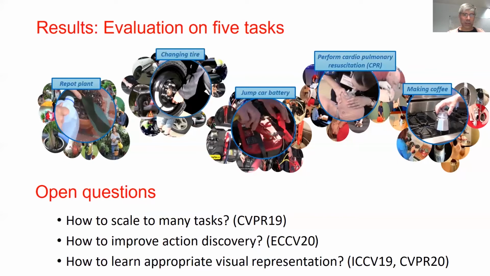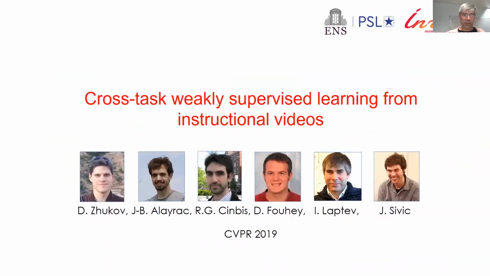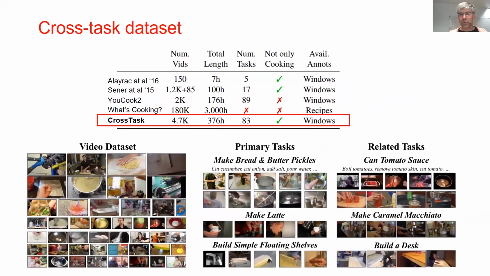Of course, there are many questions that remain. For example, how to scale to many tasks, how to improve the action summary, and how to learn appropriate representations. These are questions which I'm going to briefly talk about. So first, you want to scale to many tasks. For this, there's just a practical issue. Our training is unsupervised, so we can apply it to many tasks. However, to evaluate if the algorithm has learned something useful, we do need annotations.